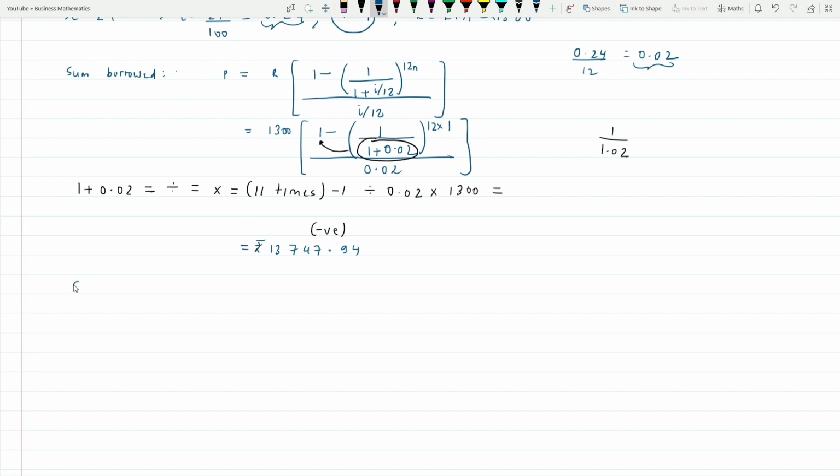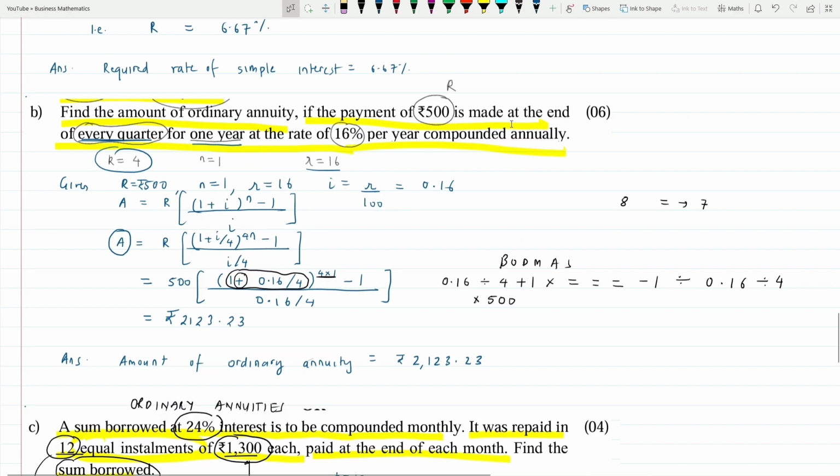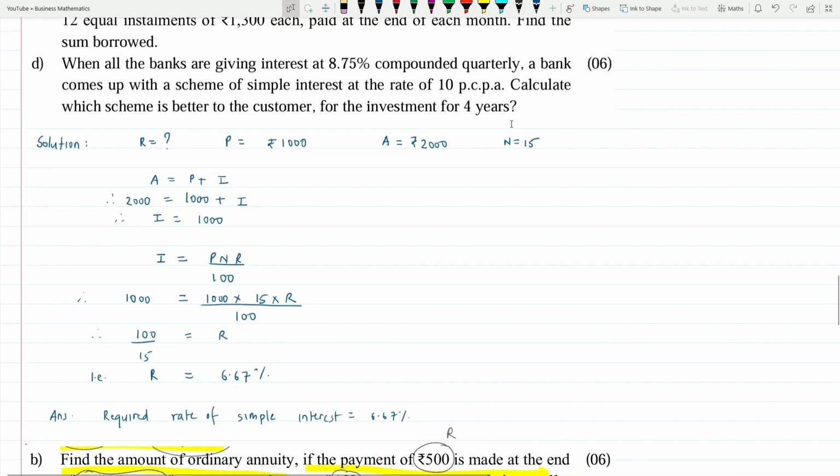So this is the sum which has been borrowed. And that's our final answer. Now moving on to the last question of this video, that is 2D.